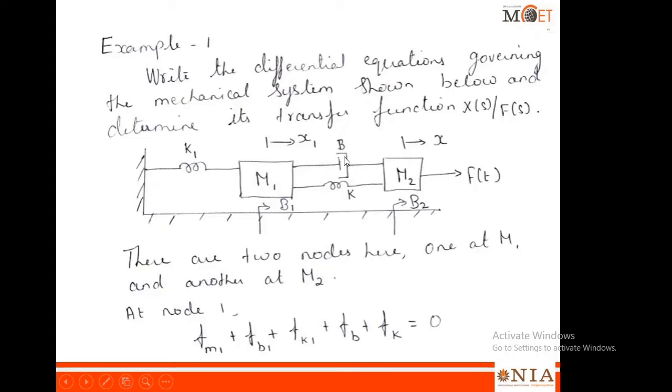But now for these two elements B and K, they are connected between displacement x1 and displacement x, that is they are connected between node 1 and node 2. So the net displacement will be x1 minus x. So when you write it for B, it is B into d by dt of x1 minus x. For K also, it is K into x1 minus x, and the sum is equal to 0. That will be the differential equation for node 1. You can see the equation in the next slide.